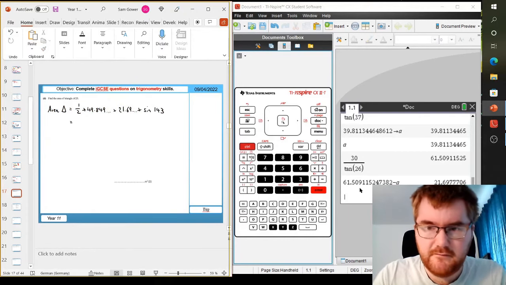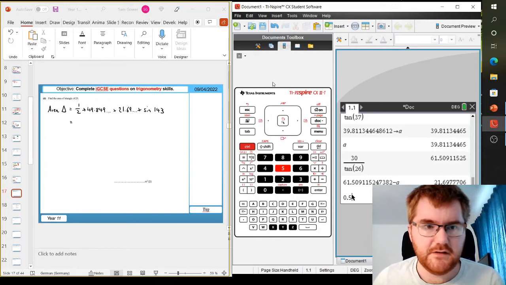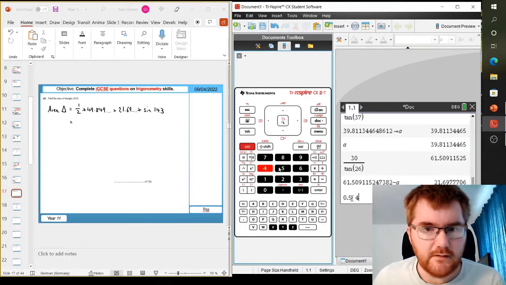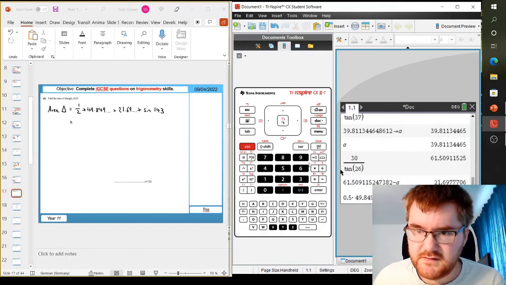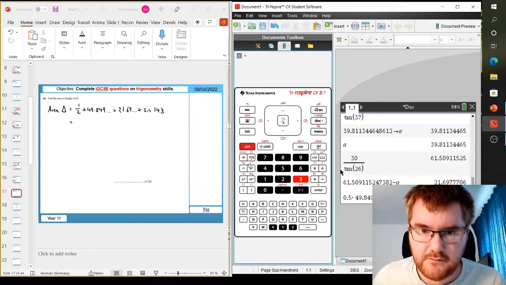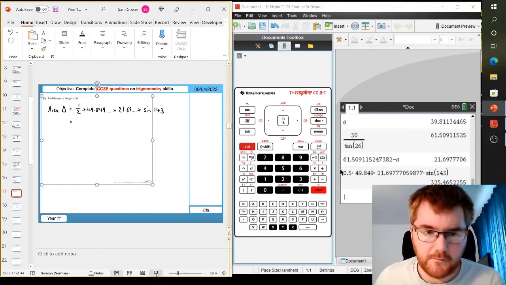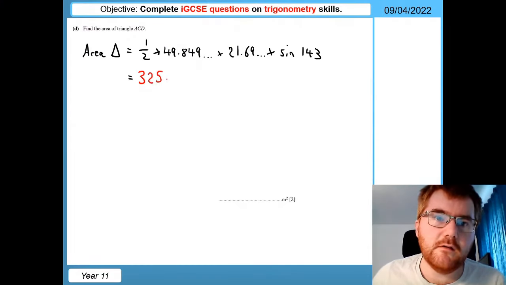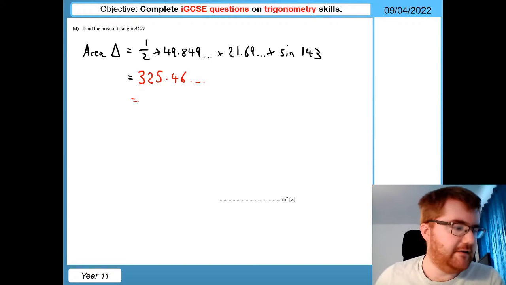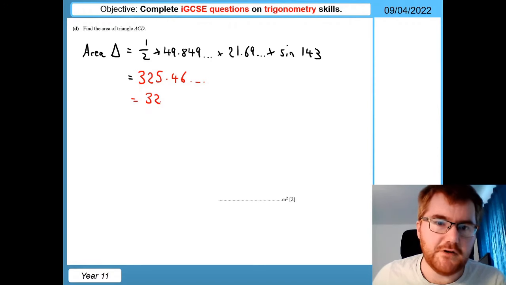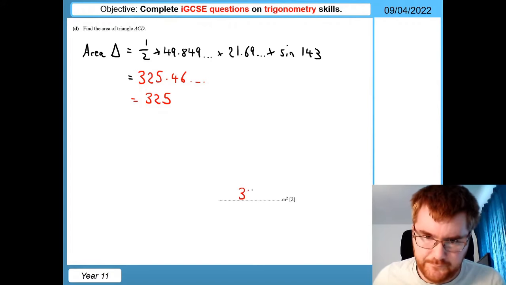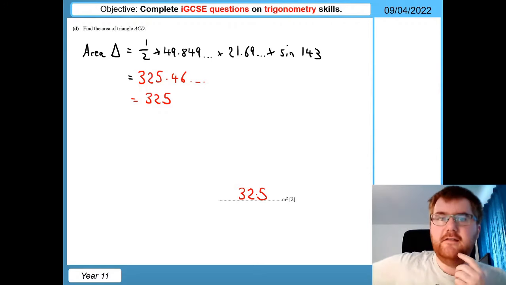So we're going to do 0.5 times 49.849 times the answer we just did times the sine, trig sine, 143. That gives us 325.46. Perfect. Dot dot dot dot, and then that gives us then to three significant figures 325 exactly. Popping that answer in there.